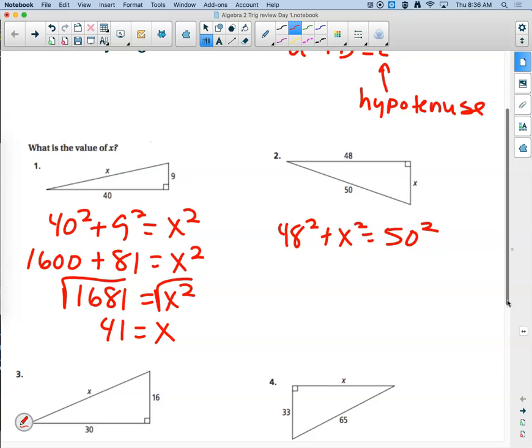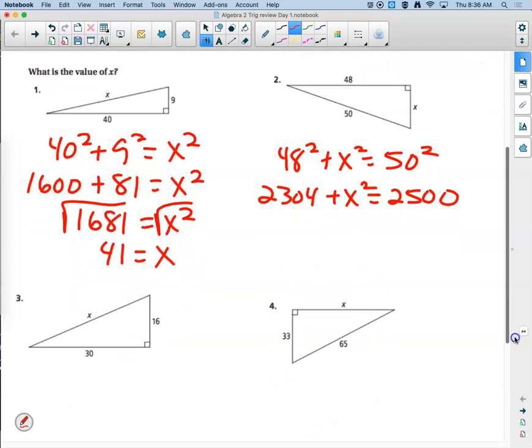Now, most people don't memorize 48 squared. 2,304 plus x squared equals 50 times 50 is 2,500. What would we do next? Subtract 2,304 from both sides. And hope for a nice number, right? 196.